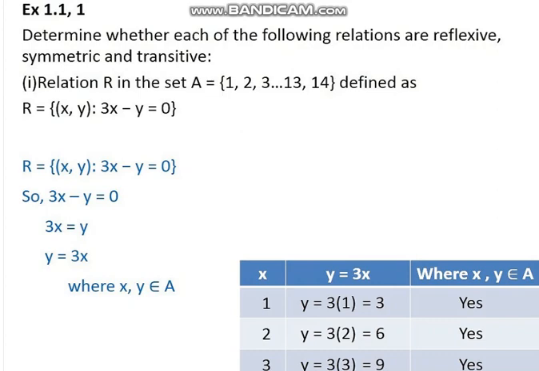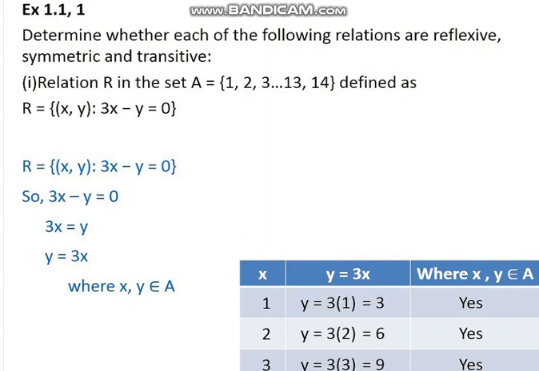Hello students, I hope you have seen the previous video in which we discussed the definition of relation and types of relation. So today we will start exercise 1.1. First sum here: determine whether each of the following relations are reflexive, symmetric and transitive.